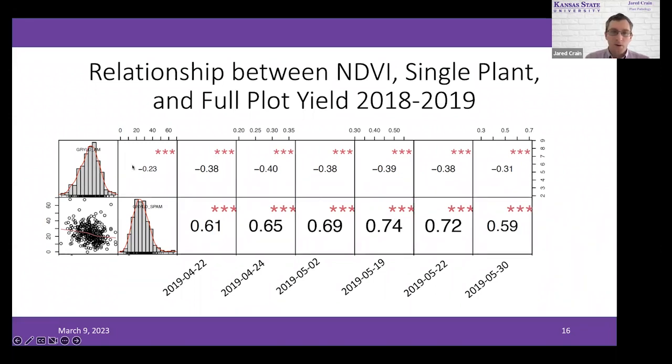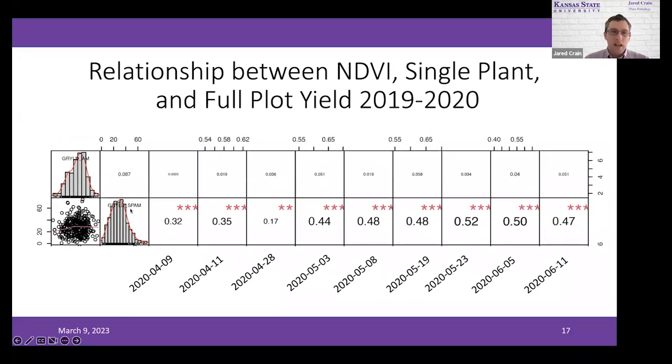On the top row, this is the correlation of the single plants to that full plot grain yield. So we see really strong negative correlations. Year number one, we think, aha, this is great, we just go look for plants that have a very negative correlation. We put this out year number 2, and we see a much different picture.